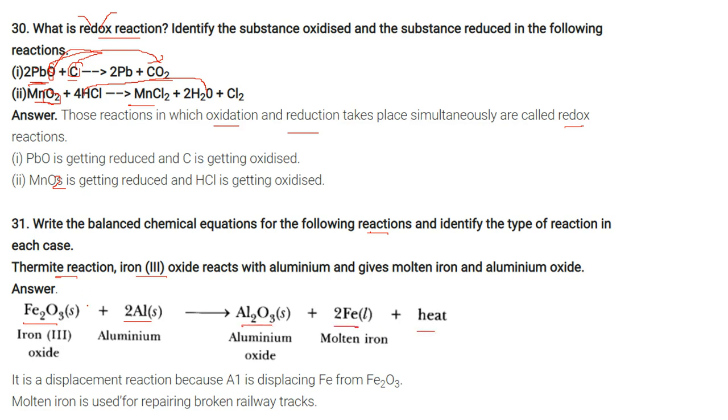So this is a displacement reaction where this aluminium is displacing Fe, iron, from this Fe2O3. So molten iron is used for repairing, for example, there are so many ways it can be used. We are giving one example, that is repair of broken railway tracks.